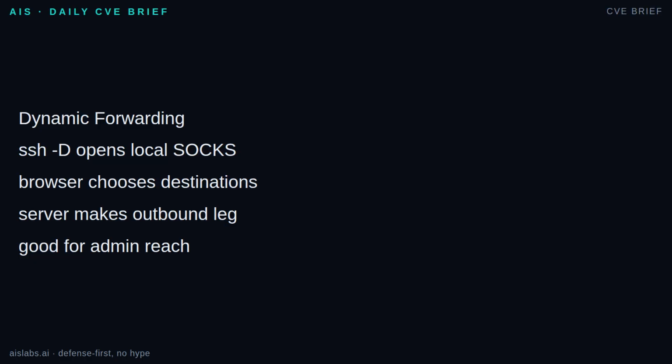In OpenSSH, -D 1080 means listen locally on port 1080 and speak SOCKS. In practice, use 127.0.0.1:1080 so only your machine can connect. This is an administration tool for controlled access through your own SSH server, not a magic privacy blanket.